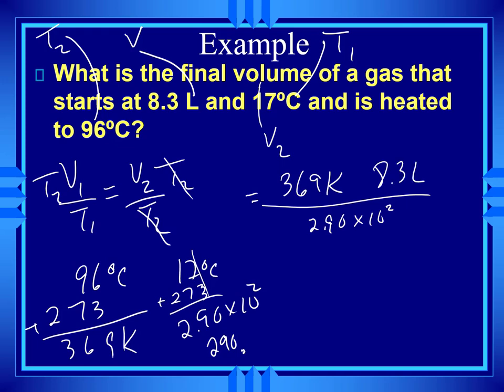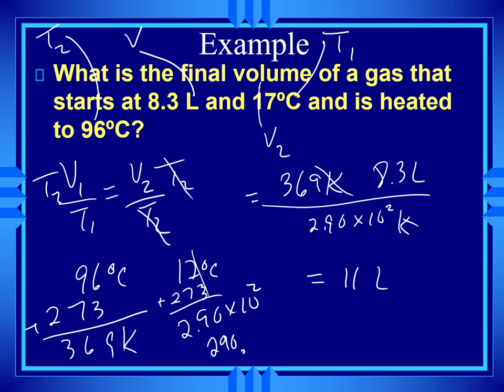And V1 was 8.3 liters. So 369 divided by 290 times 8.3 is, with 2 sig figs, 11. I forgot my Kelvin down here, so I couldn't cancel it out, liters. Okay, and we need to talk about temperature a little bit more, and temperature and sig figs along the way. But we'll do that in a second.